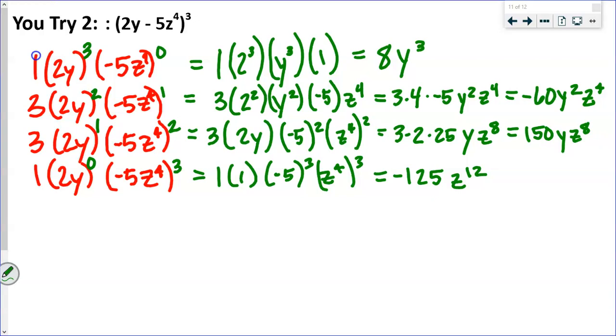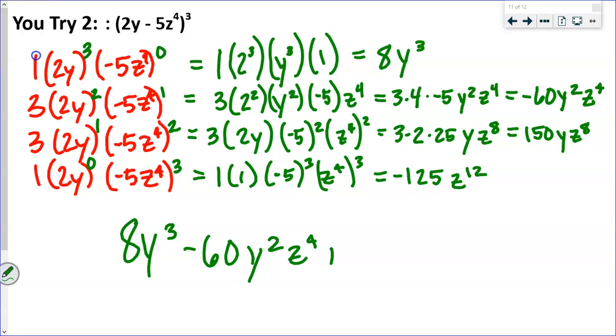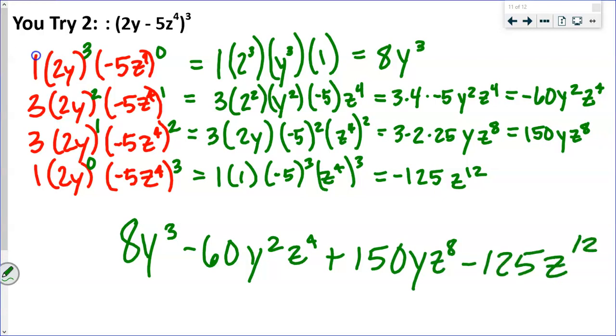Okay, so let's write our answer. 8y to the third minus 60 y squared z to the fourth, then plus 150 y z to the 8th minus 125 z to the 12th. And again, notice every other term is negative. Makes sense, right? Okay. Hopefully that helps everybody.